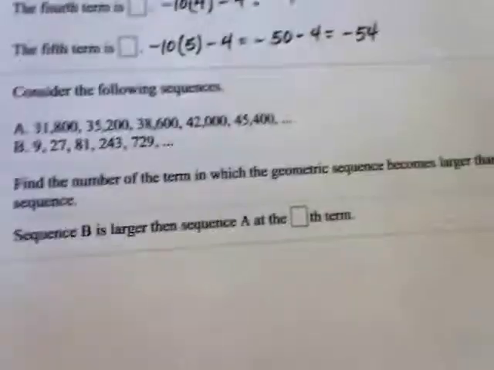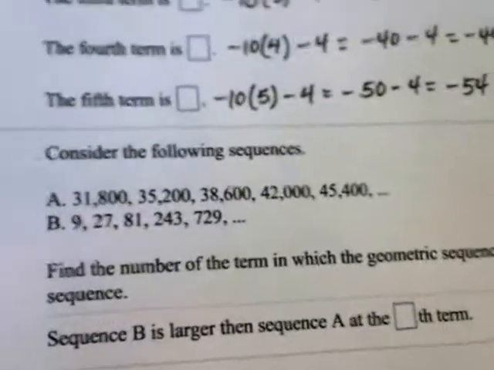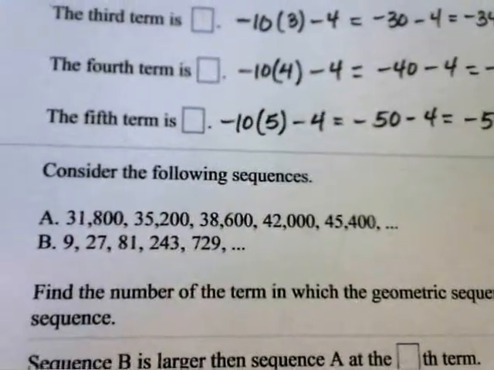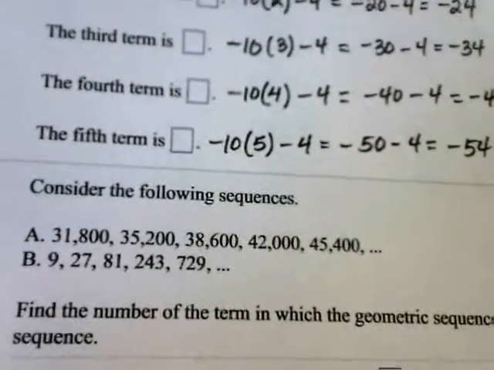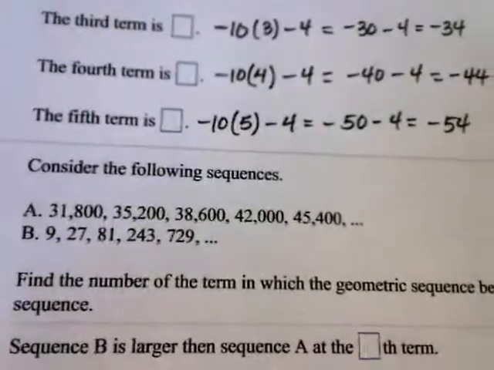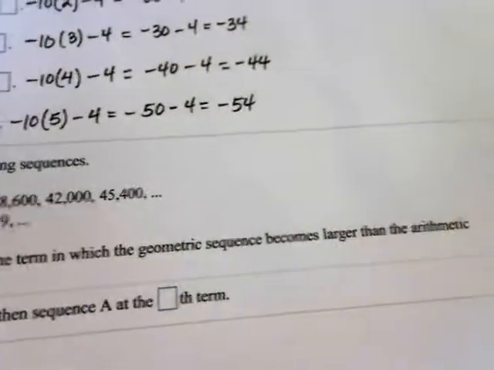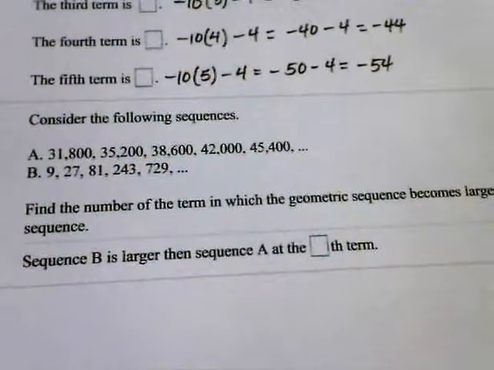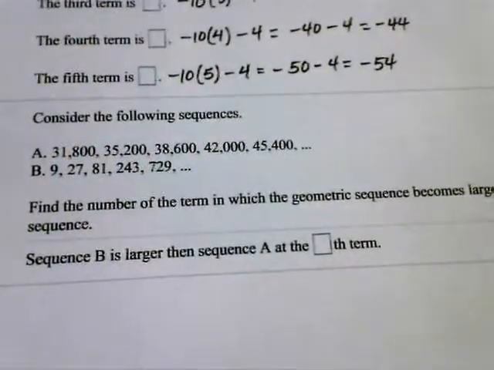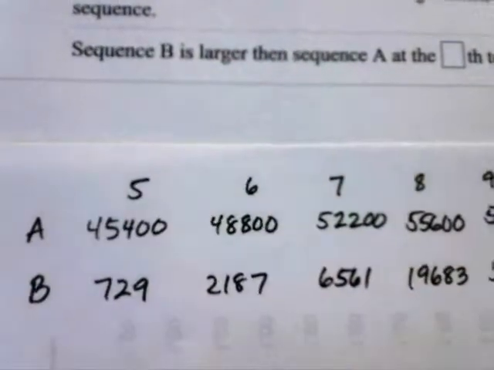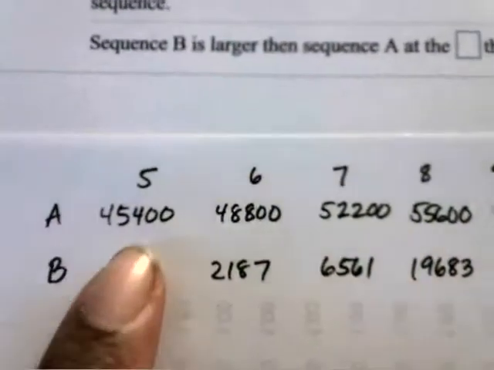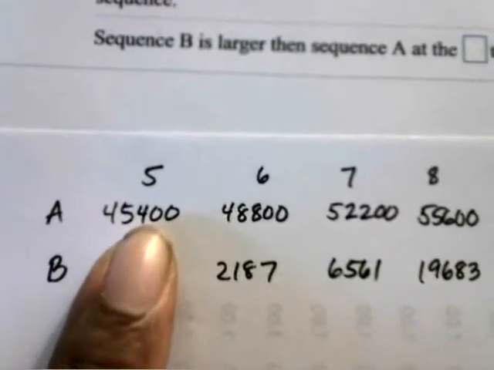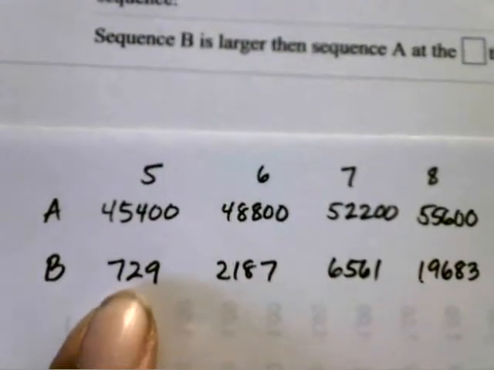And then finally, number 5, you got these two sequences. Here's sequence A and sequence B. And here you want to find the number of the term in which the geometric sequence becomes larger than the arithmetic sequence. Okay, now here's what I did. For this particular problem, I knew the fifth term in sequence A was 45,400 and the fifth term in sequence B was 729.